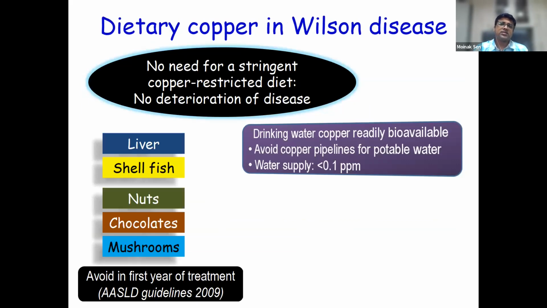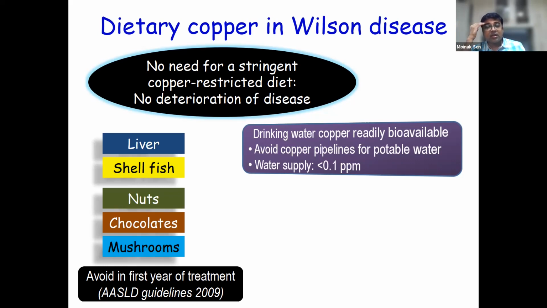So what is it about Wilson's disease we need to know? You have to understand in India that the copper in the diet is not too much. In the West, where they consume a lot of meat products, liver and shellfish contain a lot of copper, and nuts, chocolates, and mushrooms also contain copper. But in India, this is not our usual diet. Hence, these things do not burden our diet with copper.